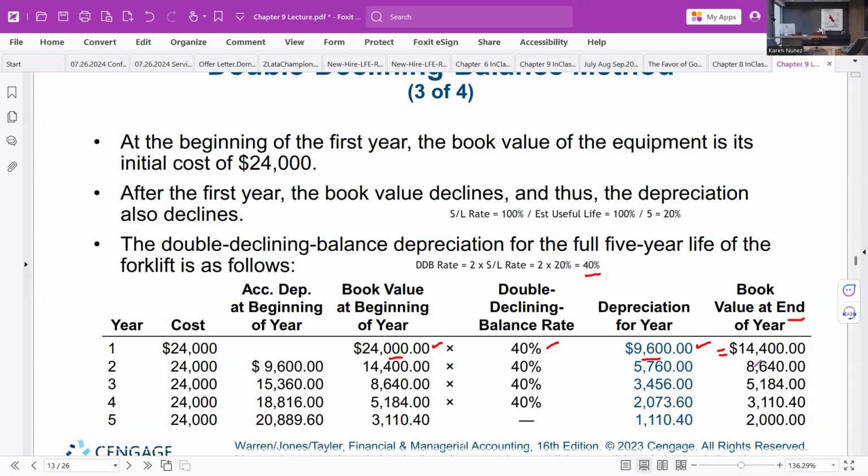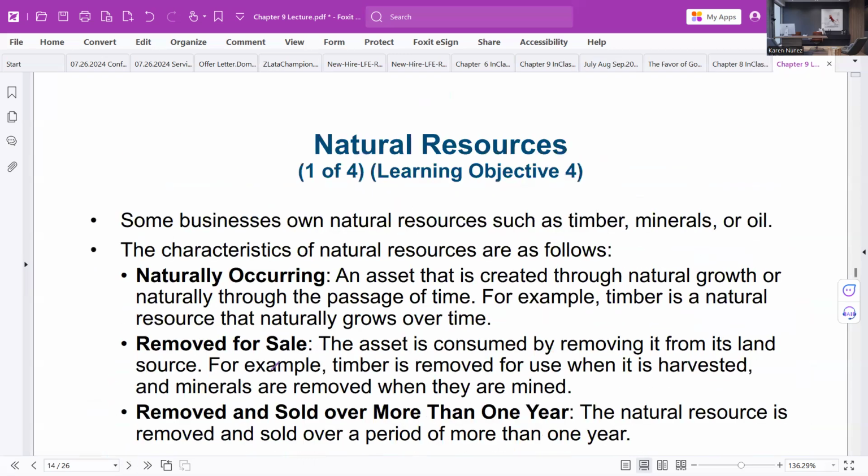And then our new book value, again, is going to be the book value at the beginning of the year minus the depreciation for the year. And we continue in that fashion. We just take the book value at the beginning of the year and multiply times 40%. That's our depreciation each year. And we'll see this again in the homework assignment.